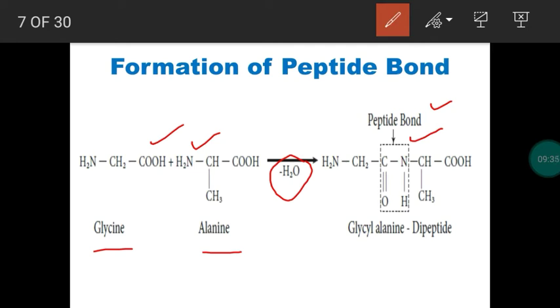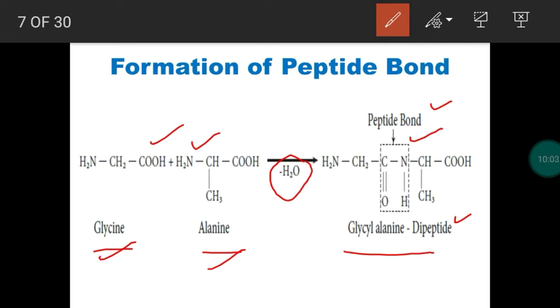The simplest example is glycyl alanine formation. So we take the first amino acid glycine, the second amino acid alanine. Due to amide linkage or peptide bond formation, we get a dipeptide, glycyl alanine. The peptide is called what? Glycyl alanine. Why do we call this a dipeptide? Two amino acids join together to produce this molecule. So this is called a dipeptide.